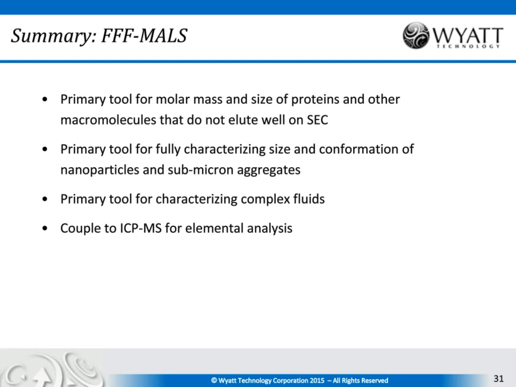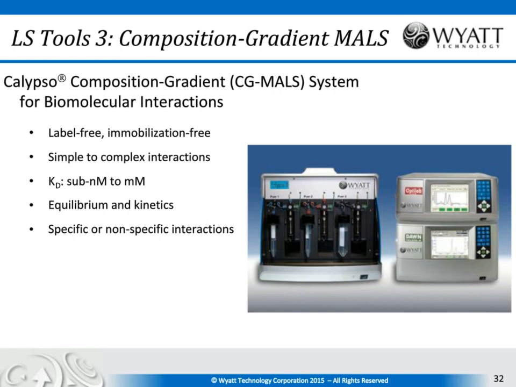The third tool I'd like to address takes the same MALS detectors that we've looked at so far in conjunction with SEC and FFF and utilizes a different sample preparation technique. Here, instead of looking at distributions of molecular weight and sizes, we're going to be characterizing interactions. So the composition gradient multi-angle light scattering system, or CG-MALS, that is realized in the Calypso system is a powerful and versatile technique for looking at interactions without labeling and immobilization.